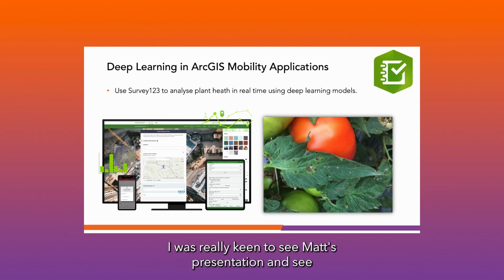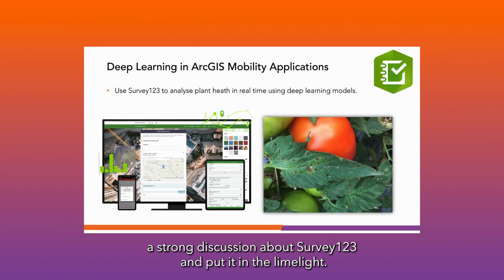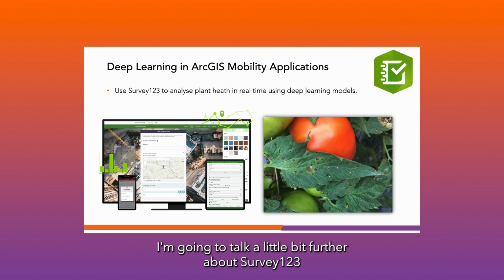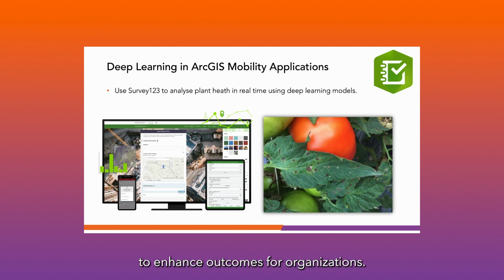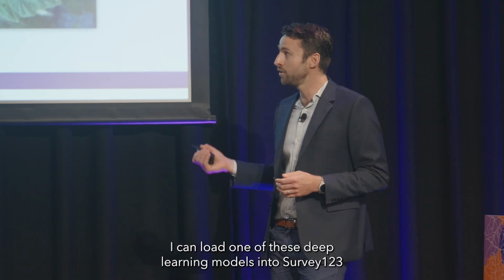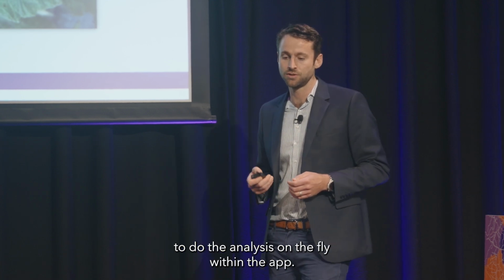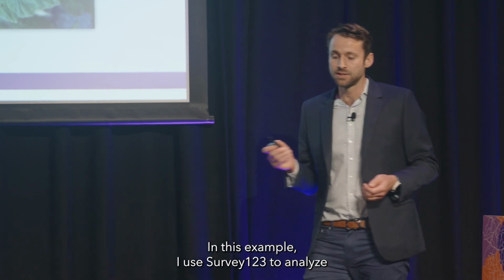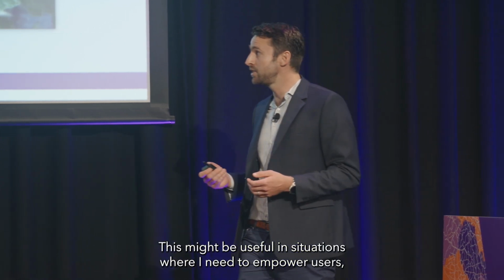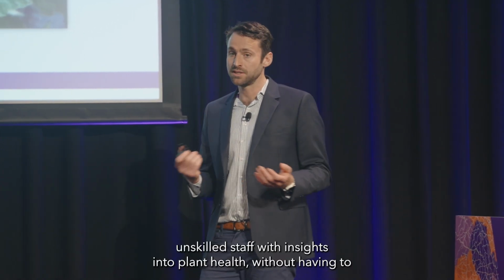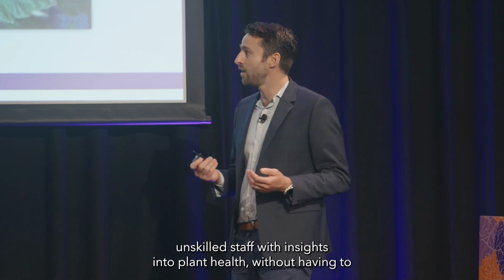I was really keen to see Matt's presentation and see a strong discussion about Survey 123 and put it in the limelight. I'm going to talk a little bit further about Survey 123 now and give an example of where GeoAI is being used within that app to enhance outcomes for organisations. I can load one of these deep learning models into Survey 123 to do the analysis on the fly within the app. In this example, I use Survey 123 to analyse plant health in real time using the deep learning models. This might be useful in situations where I need to empower users, unskilled staff, with insights into plant health without having to rely on secondary analysis.